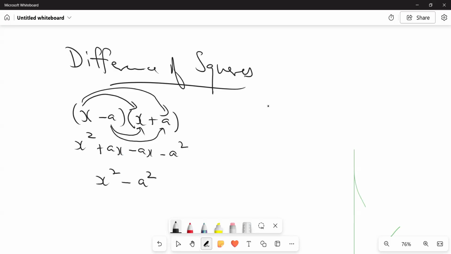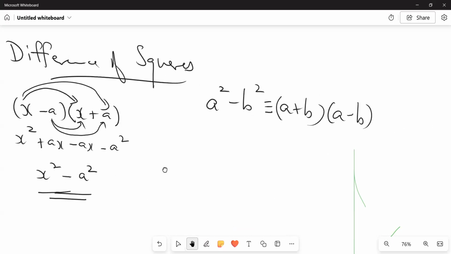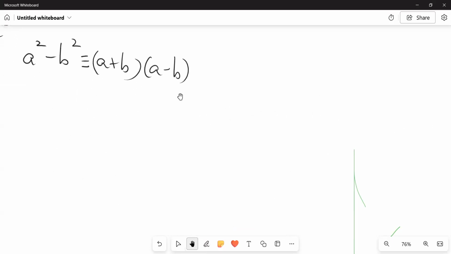Therefore, if you see an expression of this form, a squared minus b squared, it's equivalent to a plus b, a minus b. Right? So, for example, maybe we can do a few like that. I'll make use of this identity.